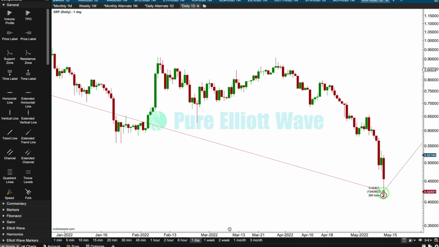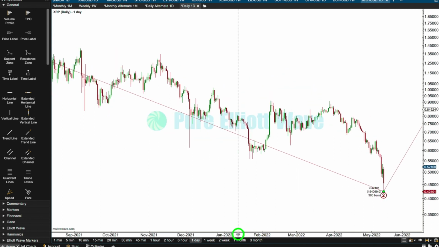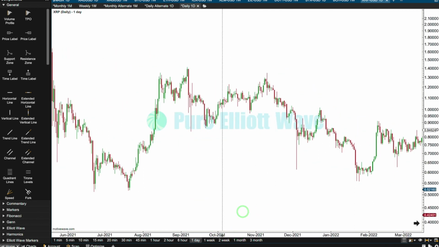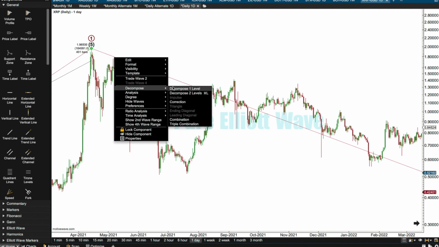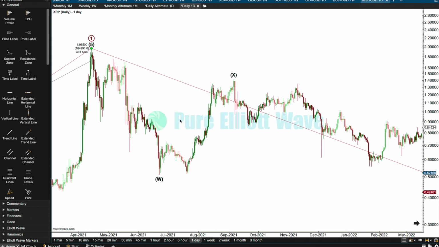So I want to check the structure of primary 2. I've done quite a lot of Elliott wave work with XRP. This is one of the first cryptocurrencies I began to purchase years ago and still hold on. I'll still hold on for a few years yet probably. And if it's in a really deep correction here, I think I might purchase some more.